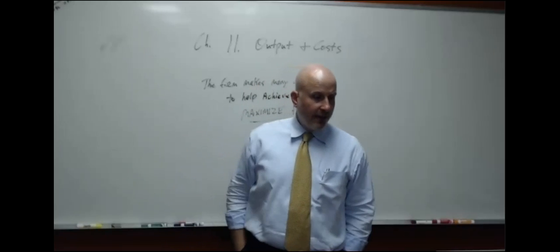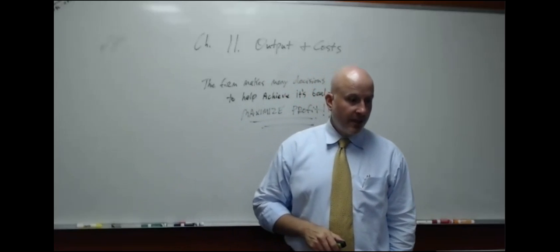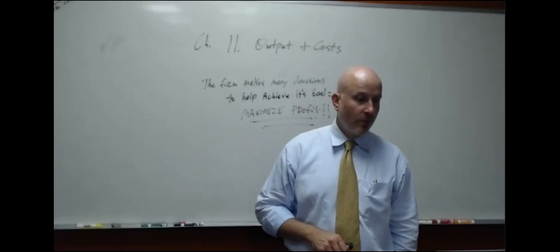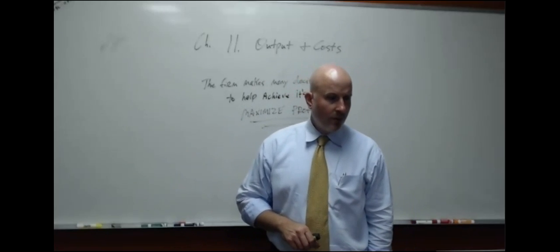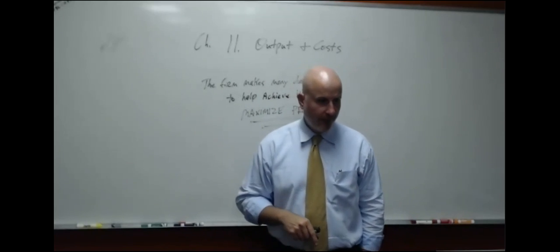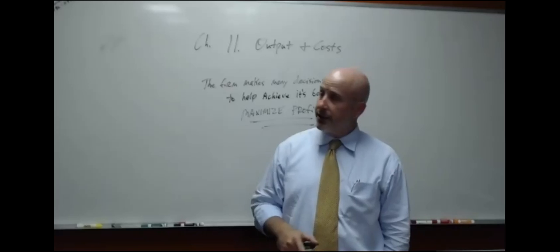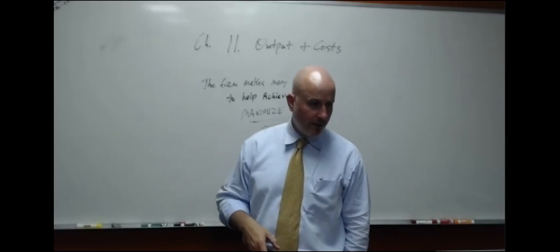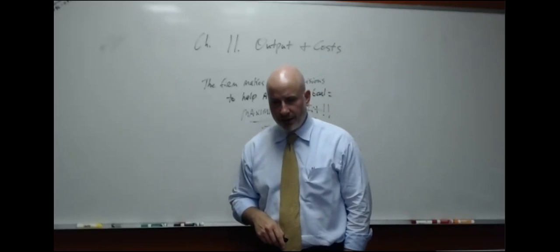Okay, chapter 11, output and cost. Let's set our objectives. After studying this chapter, we should be able to: one, distinguish between the short run and the long run; two, explain and illustrate a firm's short run product curves; three, explain and derive the firm's short run cost curves. So we're going to look at short run product curves, short run cost curves, and finally, explain and derive a firm's long-run average cost curve.